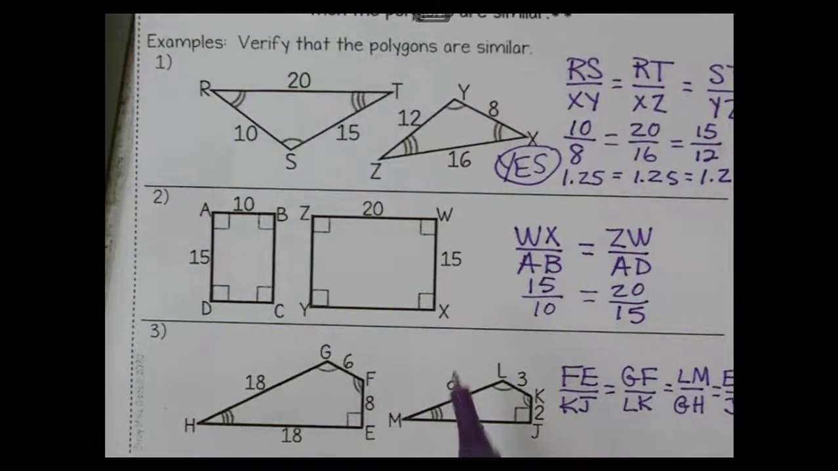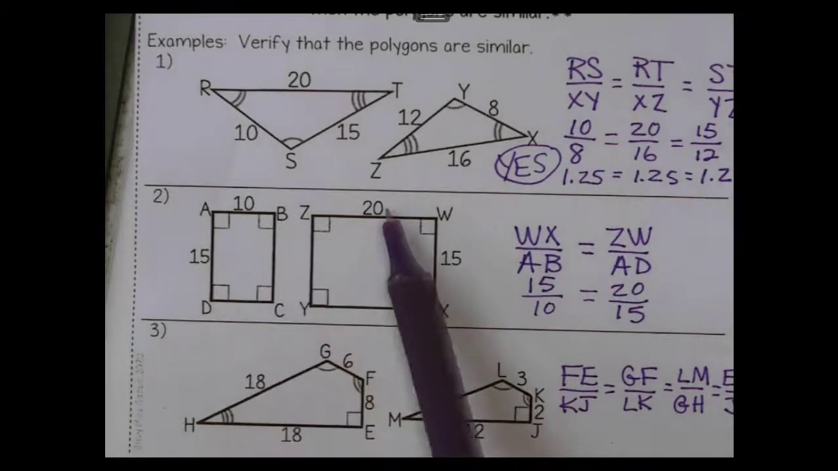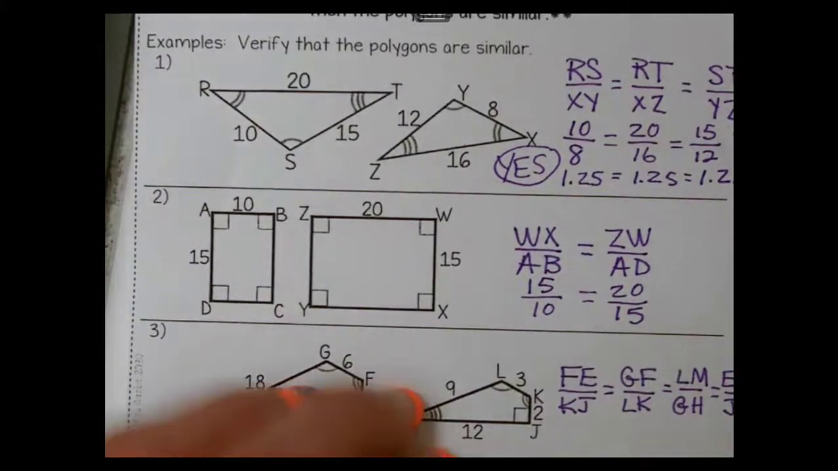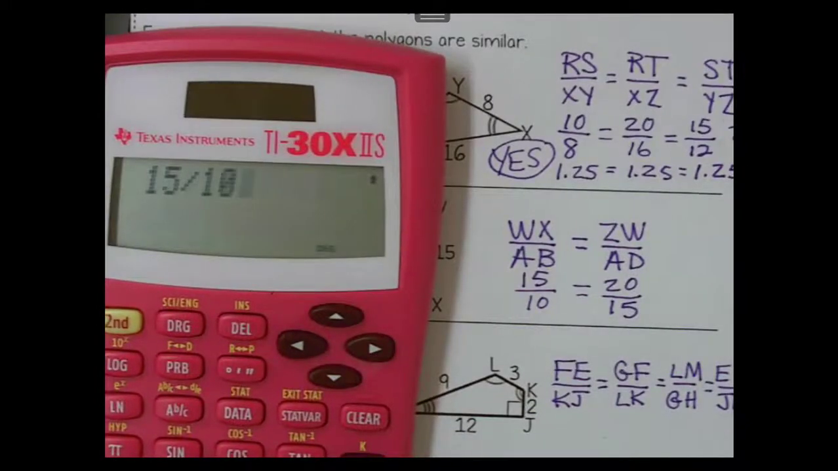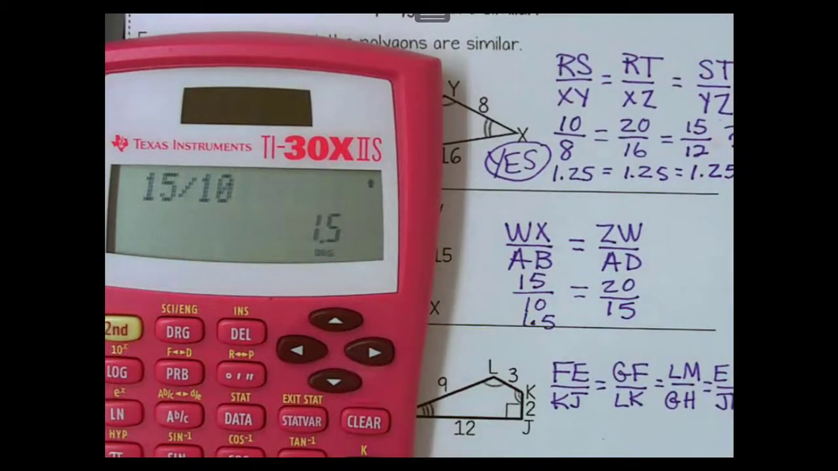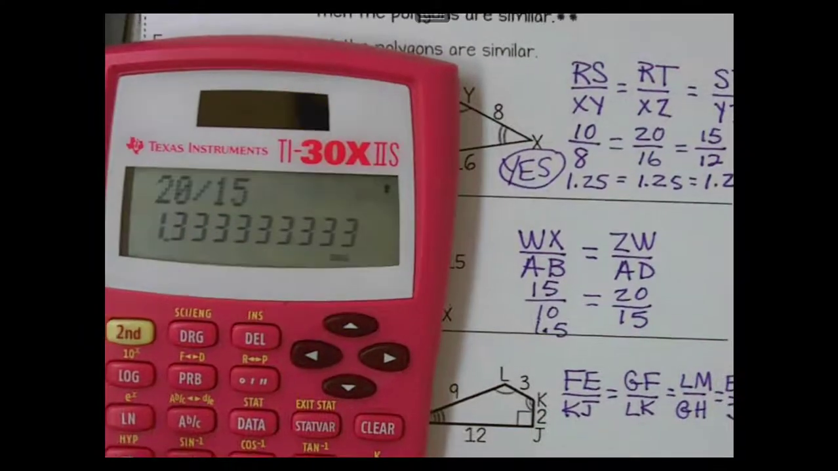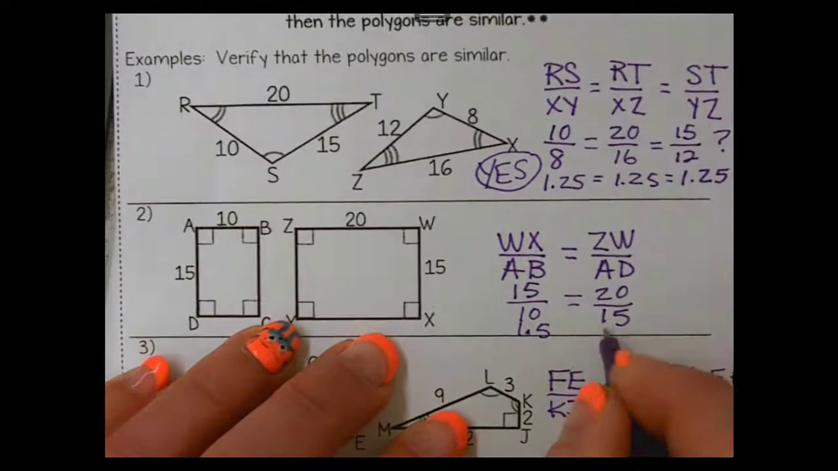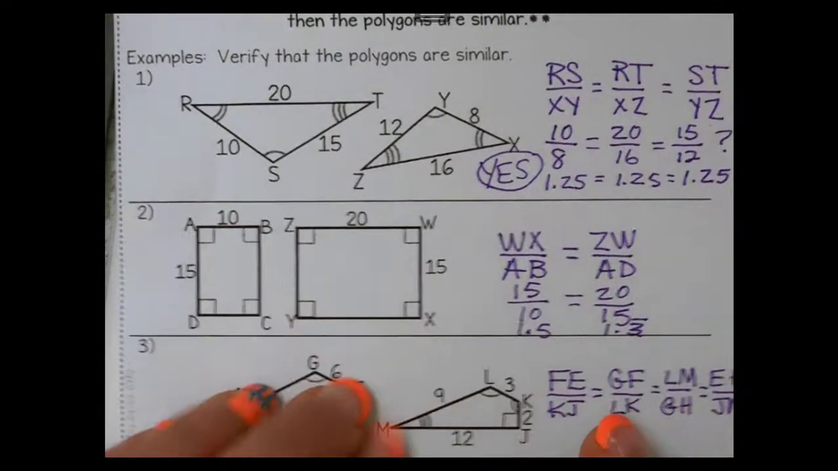Okay, so we're matching up. 15 would correspond with 10, 20 with 15. We're going to check it out and see how it goes. Okay, let's go 15 divided by 10. That gives us 1.5. And 20 divided by 15. Oh, okay. I kind of thought in my head, maybe those are going to be similar, but when we divide it out, it's just not quite in proportion.